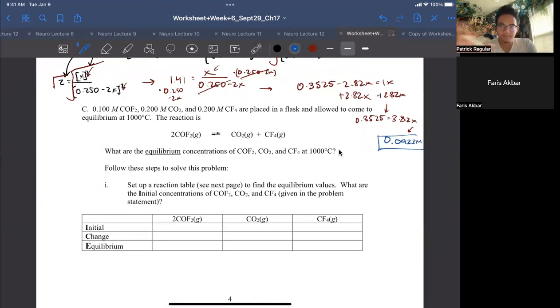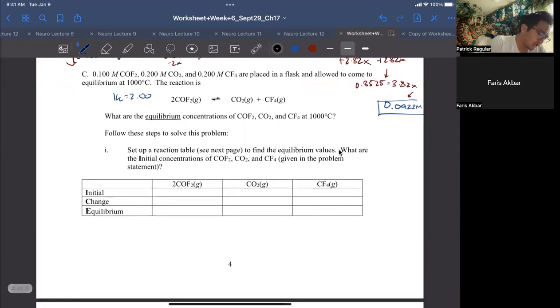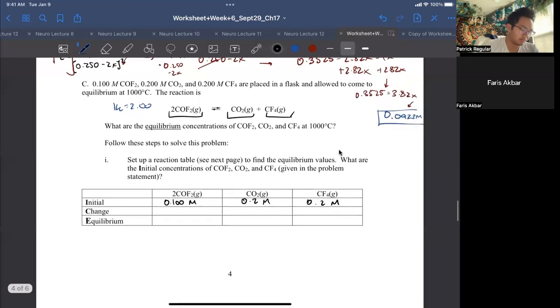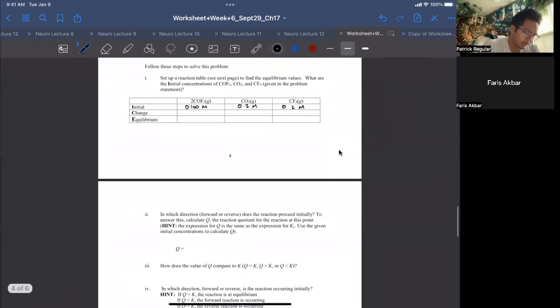Part C. Okay, same equation, same stuff. Our Kc is still 2.00. So if you put in all three, we're starting out with 0.100 molarity, 0.2 molarity, 0.2 molarity. All right, which way do we go? So that's all we can fill out for now.